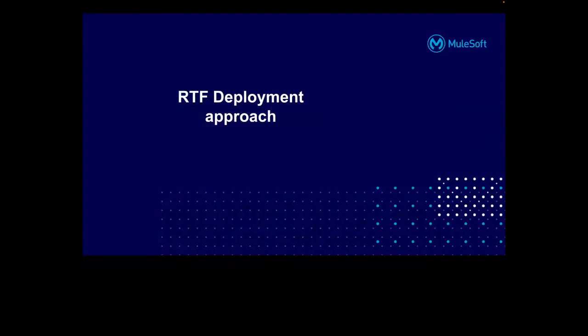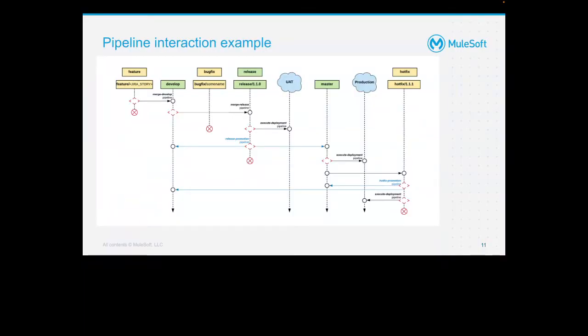So let's understand what the RTF deployment approach is, right? First of all, before you start off with your RTF or any deployment, the first thing that you need to do is come up with a branching strategy. Here is a sample illustrative branching strategy that is depicted. You can have n number of environments, and you can have different branches that you might create. Here we have taken an example of just 2 or 3 environments.